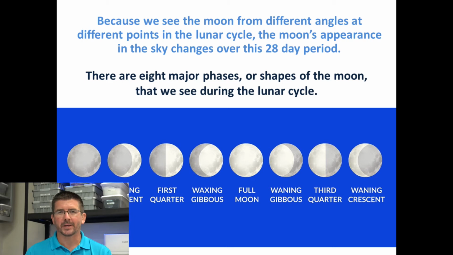But when we look at the graphic here, we can see the different phases of the moon, from the new moon to the waxing crescent, to the first quarter moon, to the waxing gibbous, to the full moon, to the waning gibbous, to the third quarter, to the waning crescent, and because it's a repeating cycle, after that waning crescent, the cycle would return to the new moon phase that we began with.